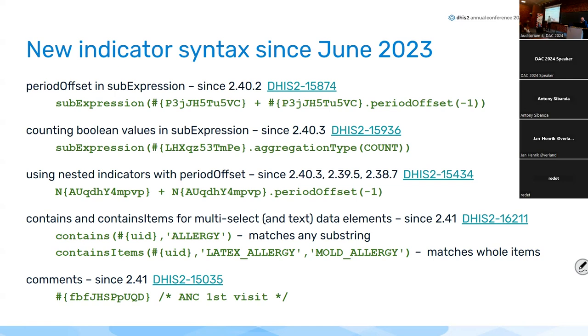We have two new functions for multi-select fields with 2.41, I think. You can have aggregate fields that are multi-select. You define a data element and base it on an option set, and the option set is configured for multi-select. When you do that, then in the data entry app, when you go to fill in that value, it will give you a drop-down.